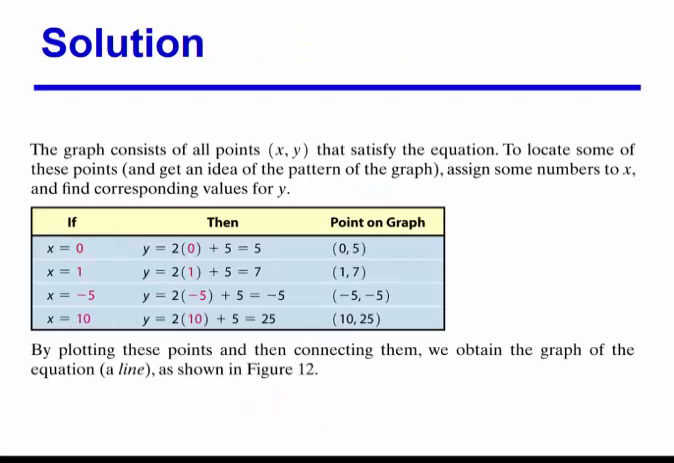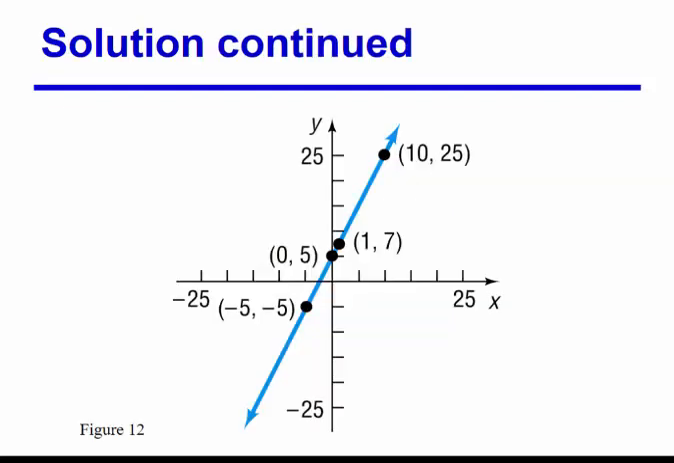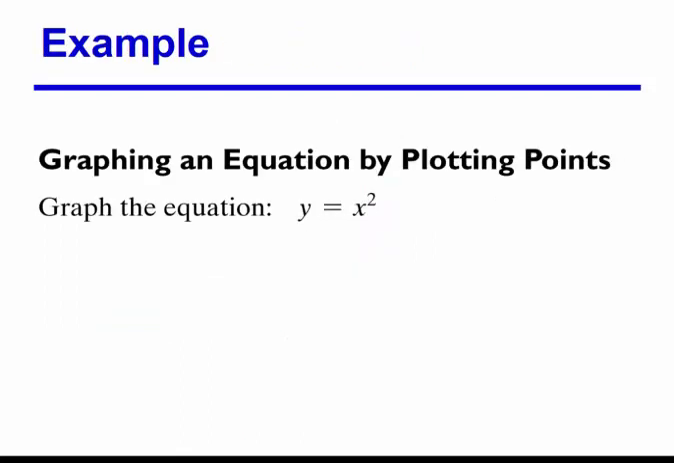So here we just arbitrarily chose 0, 1, negative 5, 10. You could have picked negative 2, negative 1, 0, 1, and 2. That would have been okay. And then you just connect the points and create the graph.